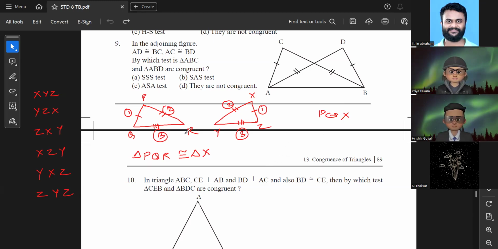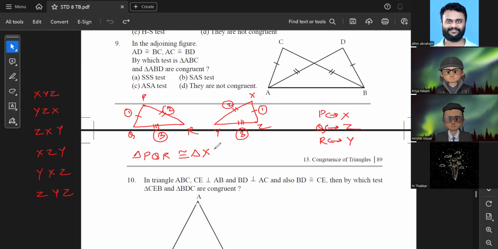Yes, sir. Now, speaking about Q, which is the corresponding vertex of Q? Q is between side number 1 and 3. So over here as well, between side number 1 and 3, which vertex comes? Z. Yeah. And similarly for R. R is between 2 and 3. Over here between 2 and 3, it's Y. I'll write Y. Hence the triangle which is congruent is basically XZY. Do you understand this? Yes, sir.